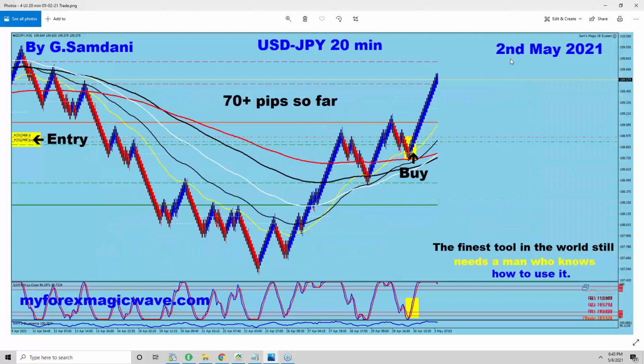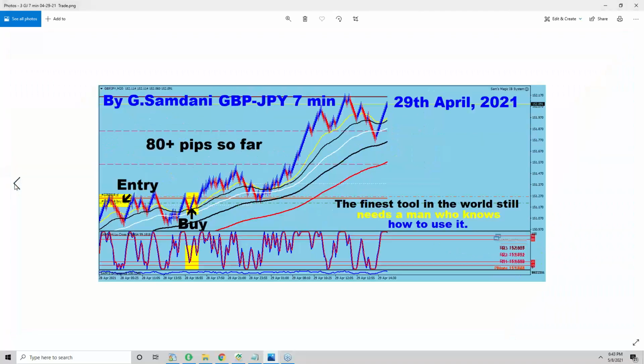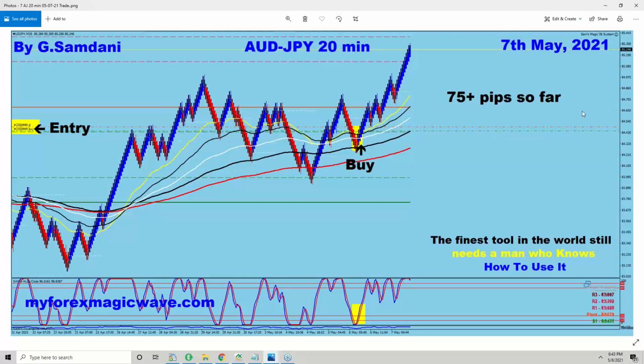And on the 2nd May, this is the first one. Okay, so we are back. Hold on. Forget about that. So that was the second one. So on the 7th, this is the one. On the 7th, I got Aussie yen 20-minute 75. You can see here the same thing. Yellow is above the black. Higher low, indicator all the way down. Red candle turned blue. I opened the trade and 75 pip.